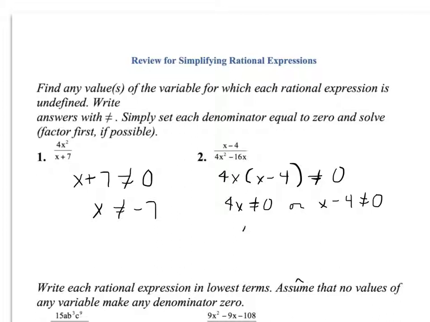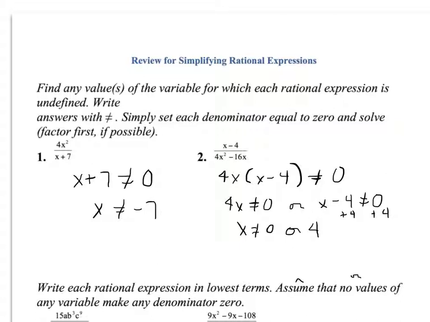Therefore, x cannot equal 0, or if I add 4 to each side, that would mean x cannot equal a positive 4. Either one of those values would give me a denominator of 0, and I can't use them. You might notice as well, when we factored this denominator, even though it has a common factor with the numerator, we cannot cancel it out.